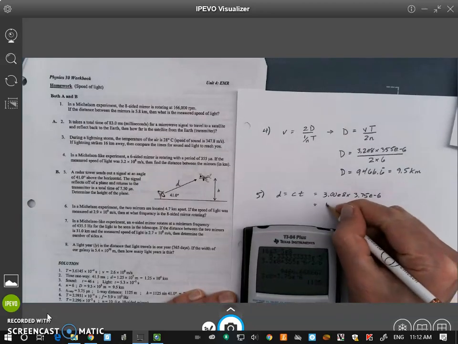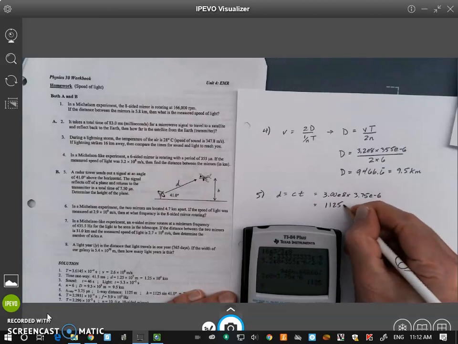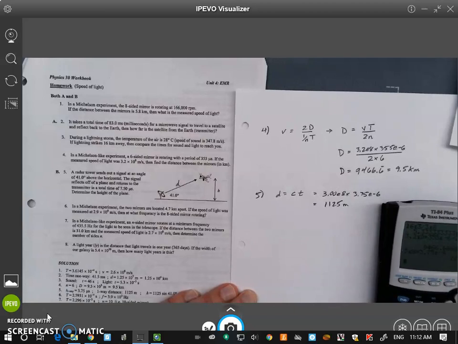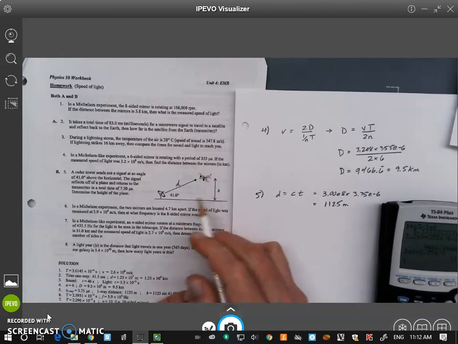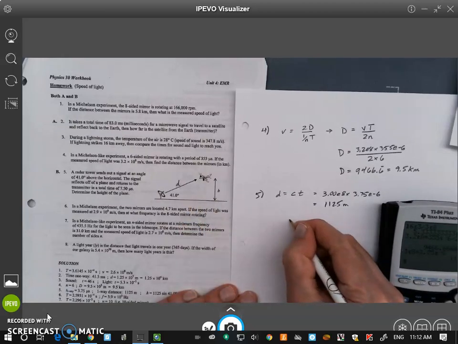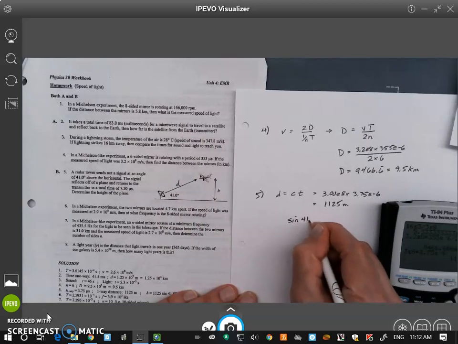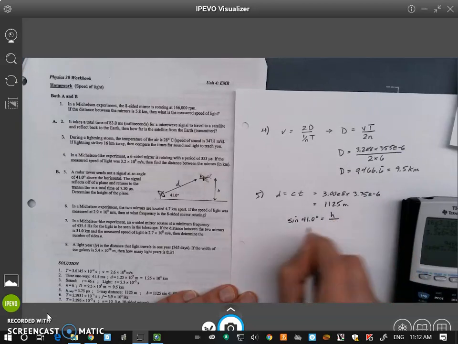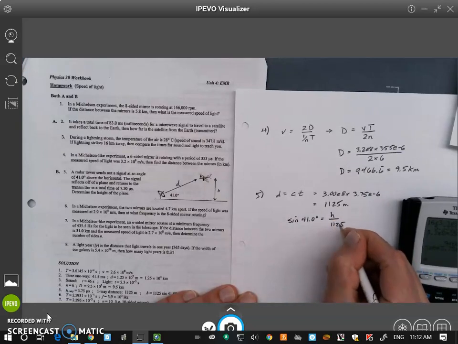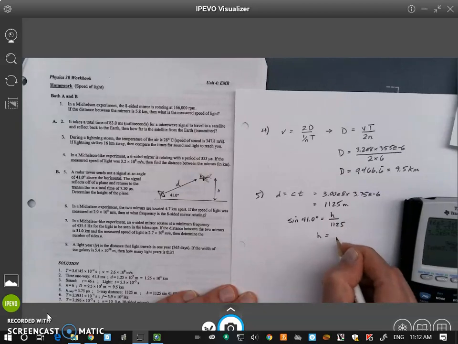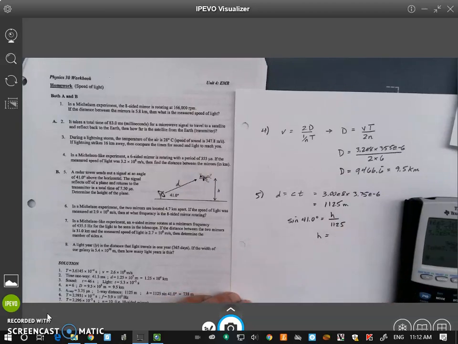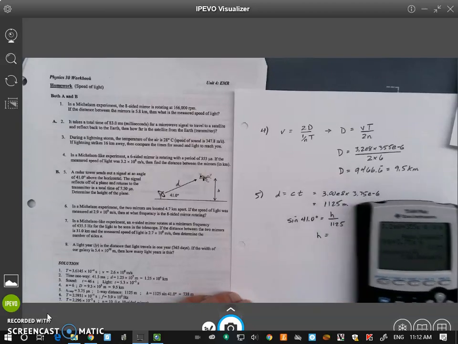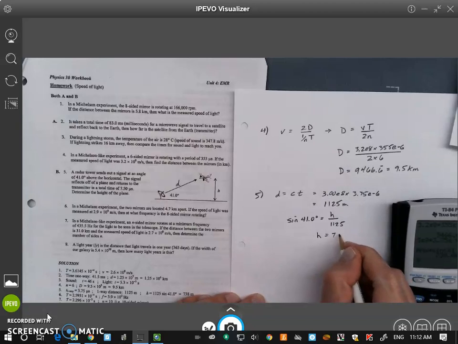All right, 1,125 meters. Now for the height of the plane, we want to use some trigonometry. We're looking for the opposite side to the angle, and we have the hypotenuse, so we're going to work with sine. Sine of 41 degrees is equal to opposite, which is the h I'm looking for, over 1125. Okay, so 1125 times the sine 41. 738.